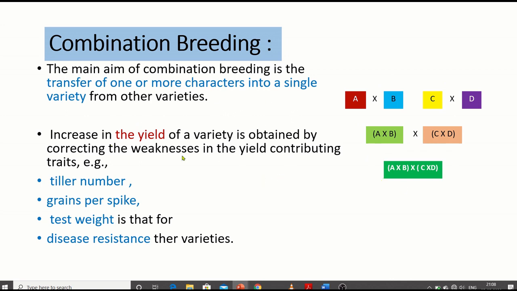Okay, so what is yield? Actually it is a quantitative character. Okay, so in quantitative characters, to obtain a huge amount of yield, it can be contributed by transferring genes governing the tiller number, grain per spike, test weight, disease resistance. Accumulating all these genes from different parents would be a good perspective.